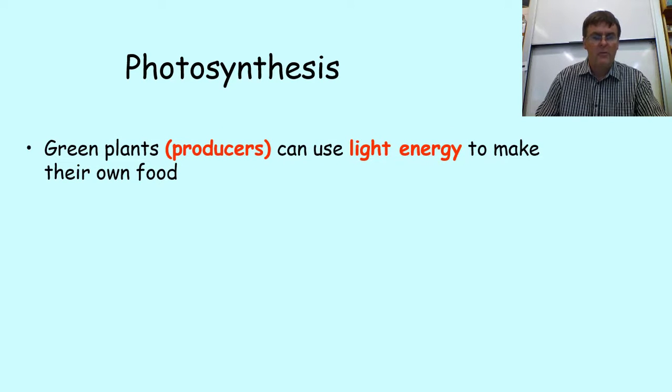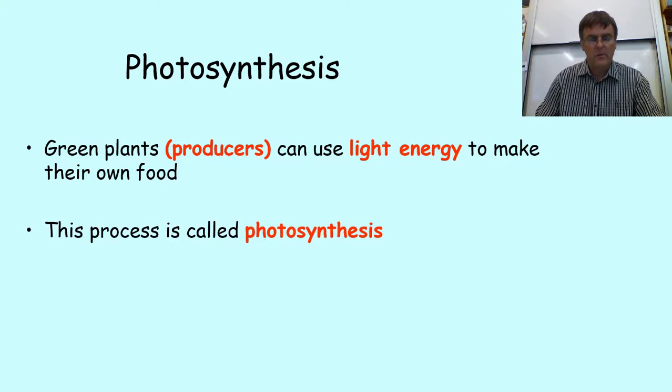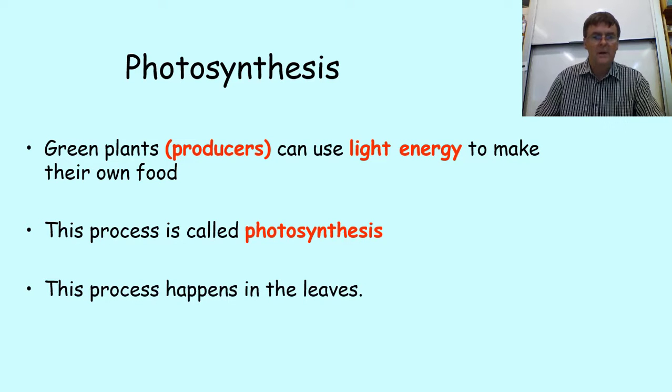Our green plants, our producers, they're making the energy. From light energy, they make their own food. We can't do that. We're consumers. We rely on eating plants or things that have eaten plants to gather our energy that way. Plants use sunlight to make their own energy. Photosynthesis is the name of this process, using light to put things together, to synthesize food. And it happens in the leaves of the plant.